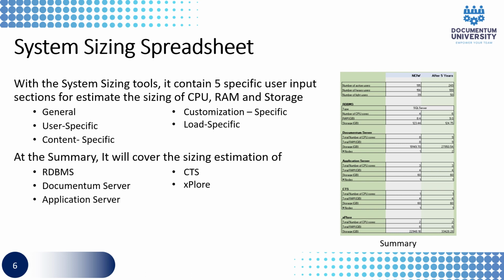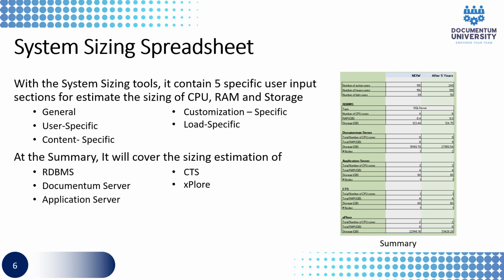The system sizing tool contains 5 specific user input sections that allow for a comprehensive estimate of system requirements. These sections include general, user-specific, content-specific, customization-specific, and load-specific. Each of these sections is critical in determining the sizing requirements of the system. In the general section, users input information about the operating system, the number of processors, and the number of cores per processor. In the user-specific section, users input information about the number of users and their expected usage patterns.